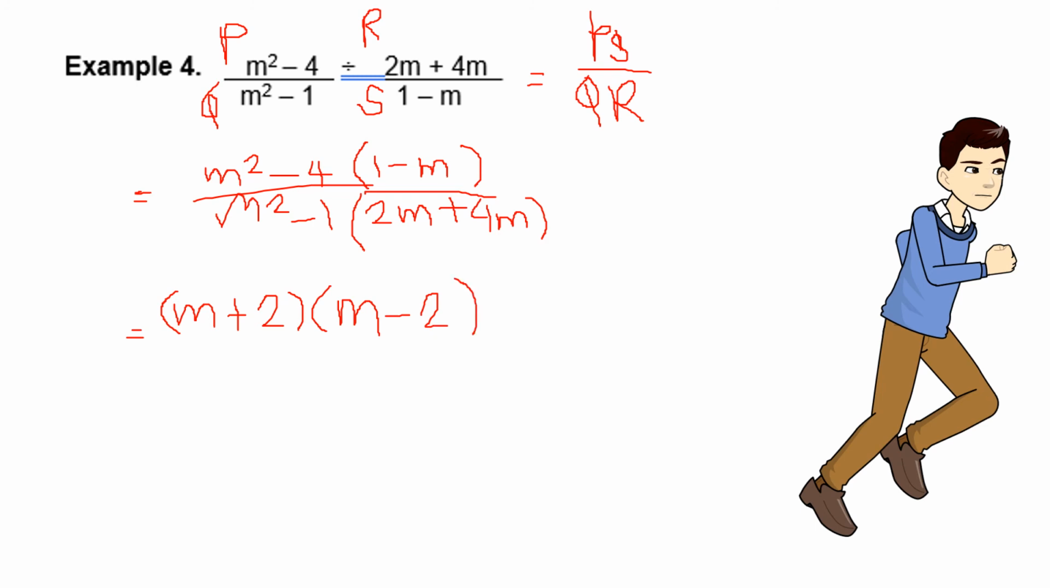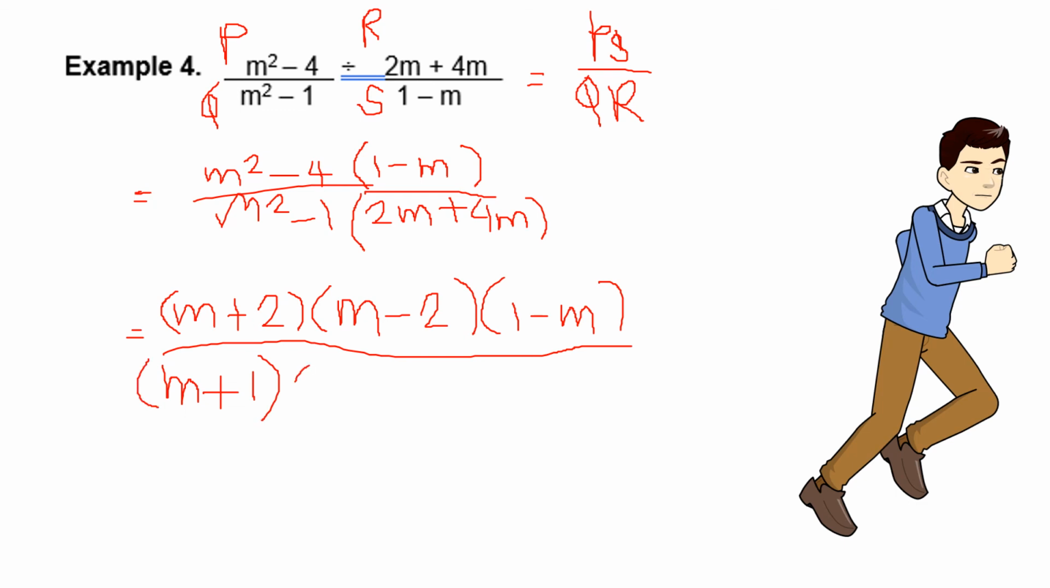Then, meron tayong 1 minus M. Denominator natin, ang M squared minus 1 ay may factor na M plus 1 and M minus 1. Then, itong 2M plus 4M, pwede natin siya i-add since pareho sila na term. Magkakaroon tayo doon ng 6M.